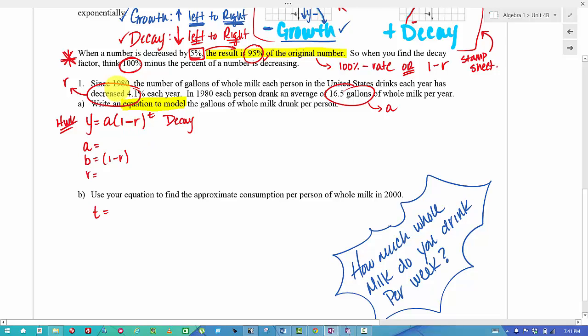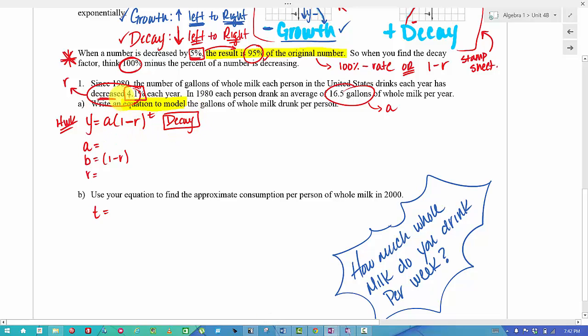All right, so let's read through this. I know I got some lines in the way, but I'll read it for you. So it says, since 1980, the number of gallons of whole milk each person in the United States drinks each year has decreased. There's your first clue that this is a decay. It gives you a rate. I know it's hard to see with my line there, but it's a percent. Anytime you see percents, you should be thinking exponential. And this says decreasing at a rate, so you know it's a decay right away.